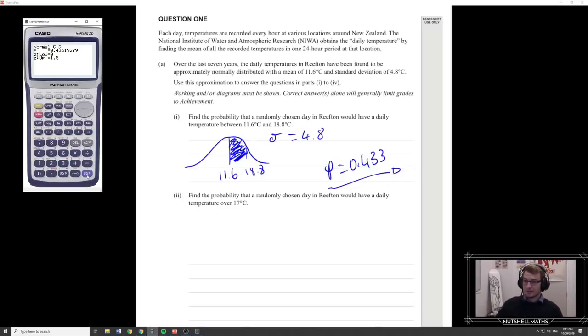Draw the picture, do the math. If you can draw the picture and do the math, we can get a merit easy in these first three questions. So let's have a look here.